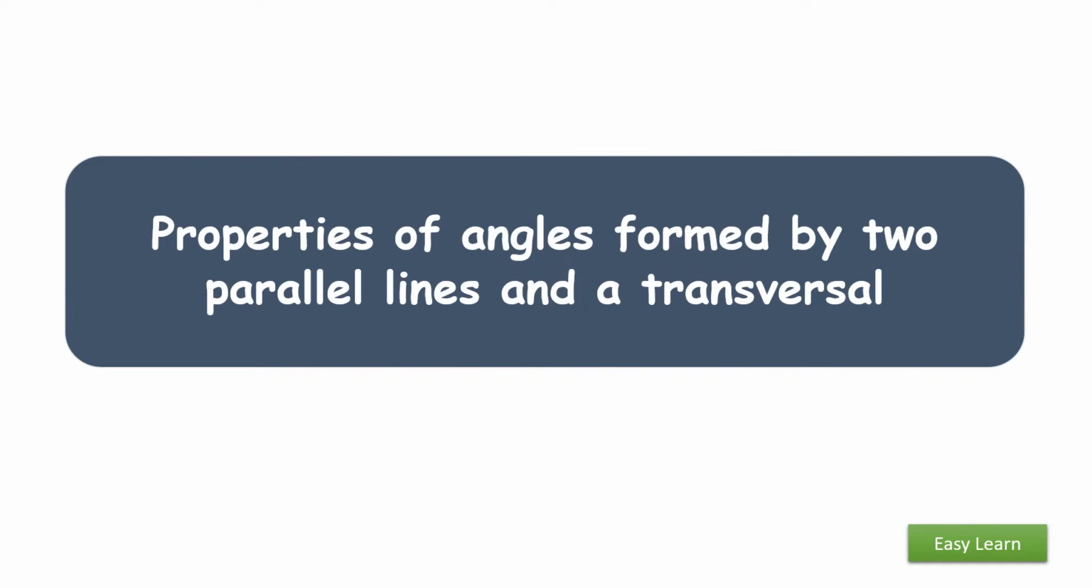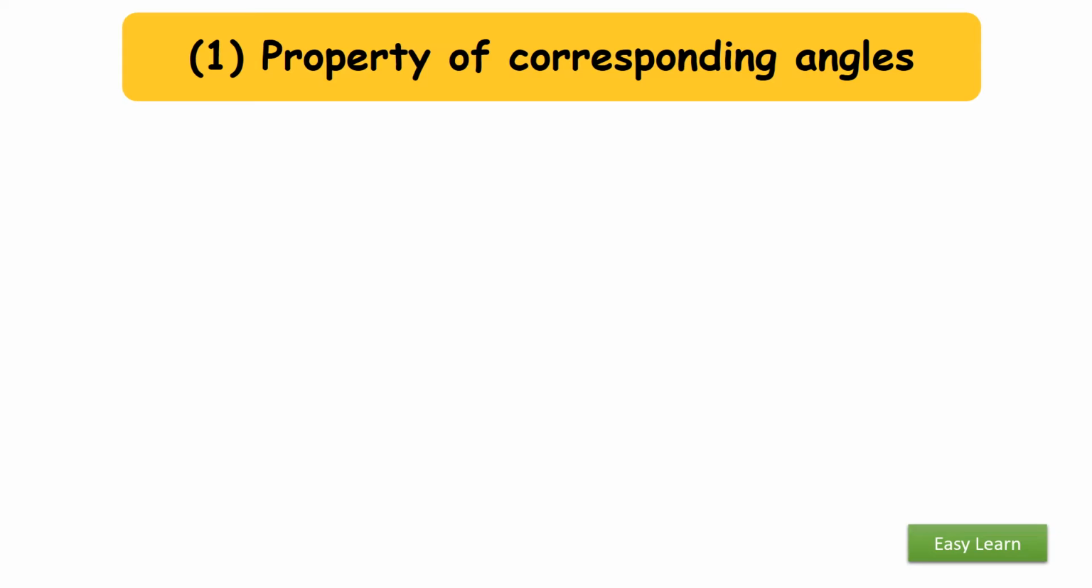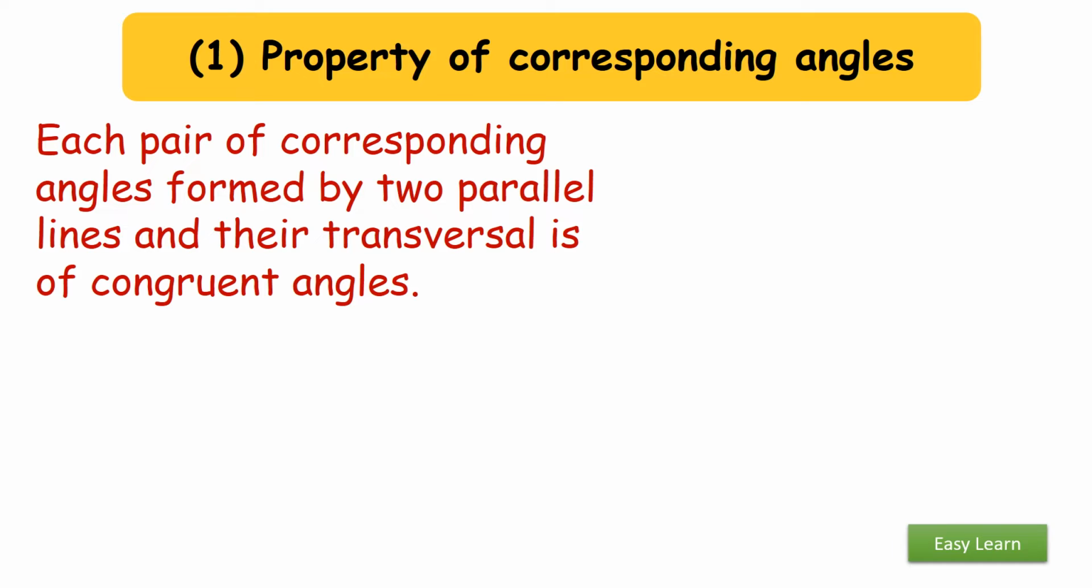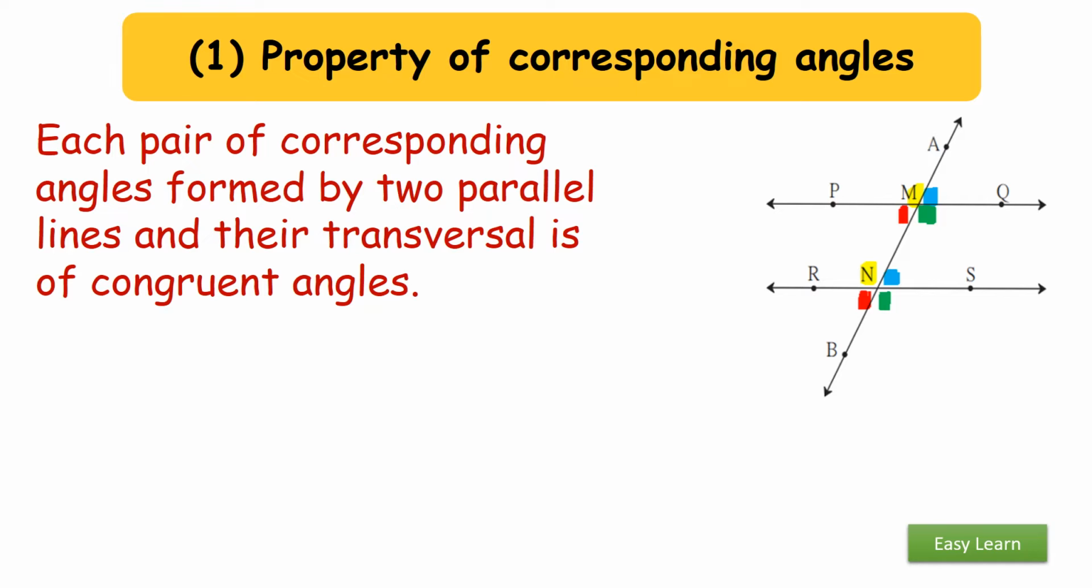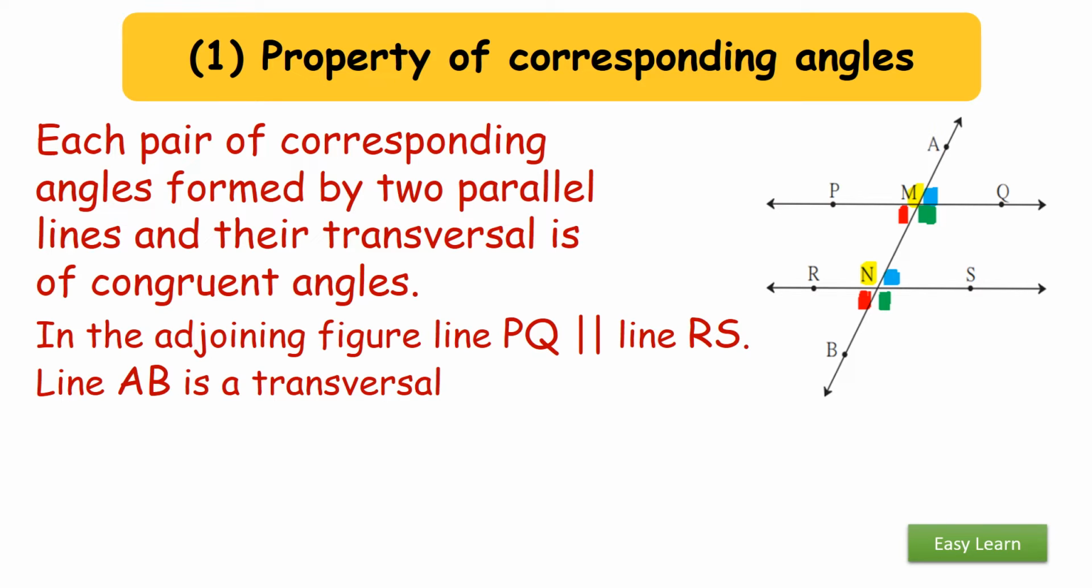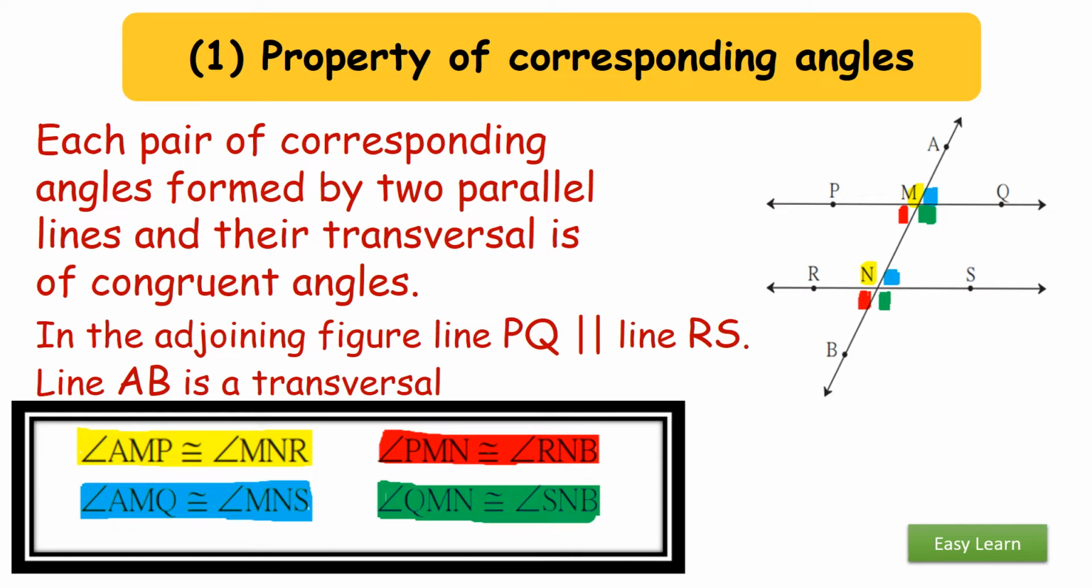Properties of angles formed by two parallel lines and a transversal. First, property of corresponding angles. Each pair of corresponding angles formed by two parallel lines and their transversal is of congruent angles. In the adjoining figure, line PQ is parallel to line RS and AB is the transversal. So angle AMP is congruent to angle MNR, angle PMN is congruent to angle RNB, angle AMQ is congruent to angle MNS, angle QMN congruent to angle SNB.